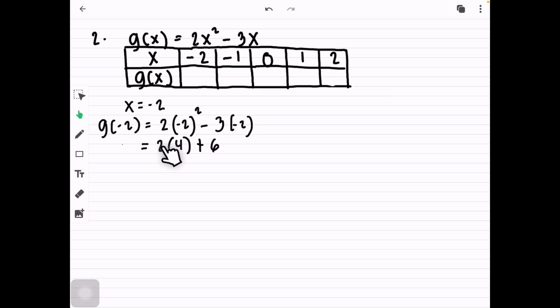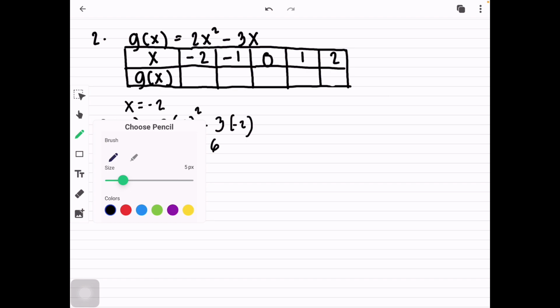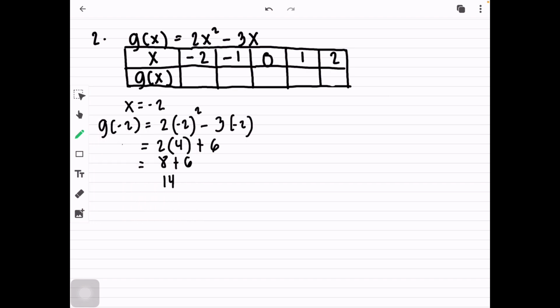Okay, next naman, 2 times 4. The answer is 8 plus 6. So, now 8 plus 6, the answer is 14. So, 14 ang ilalagay natin dito. Paano naman kung ang value ng x ay negative 1? Nakasulat dito. Lahat ng x dito, papalitan naman natin ngayon ng negative 1.